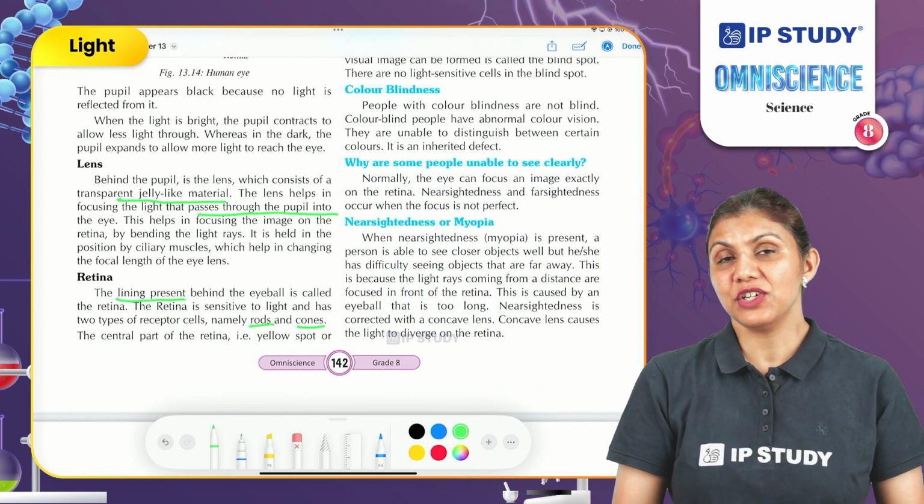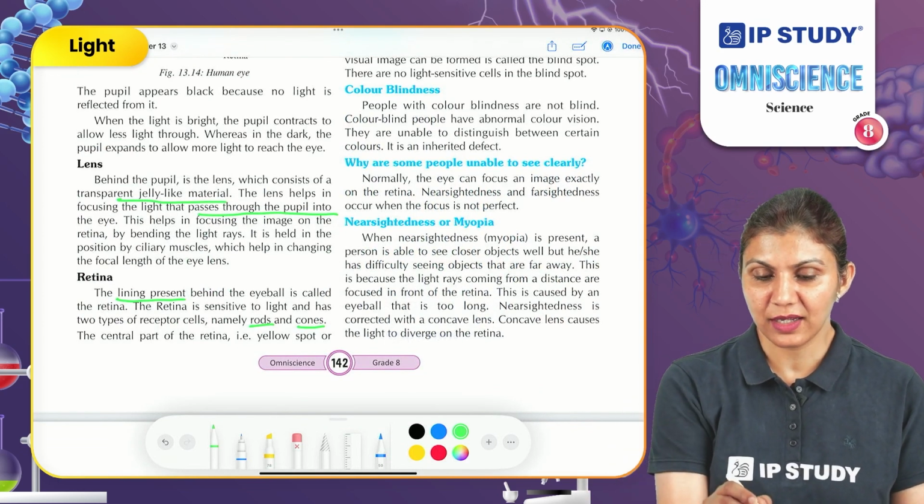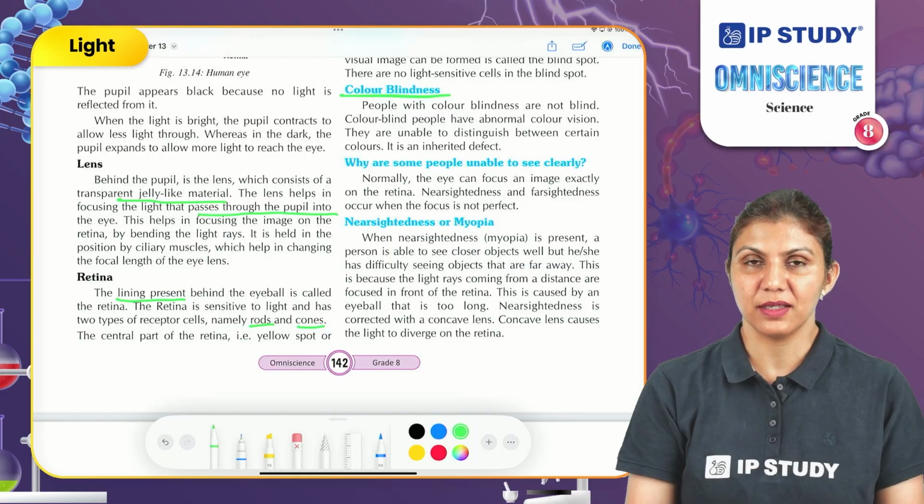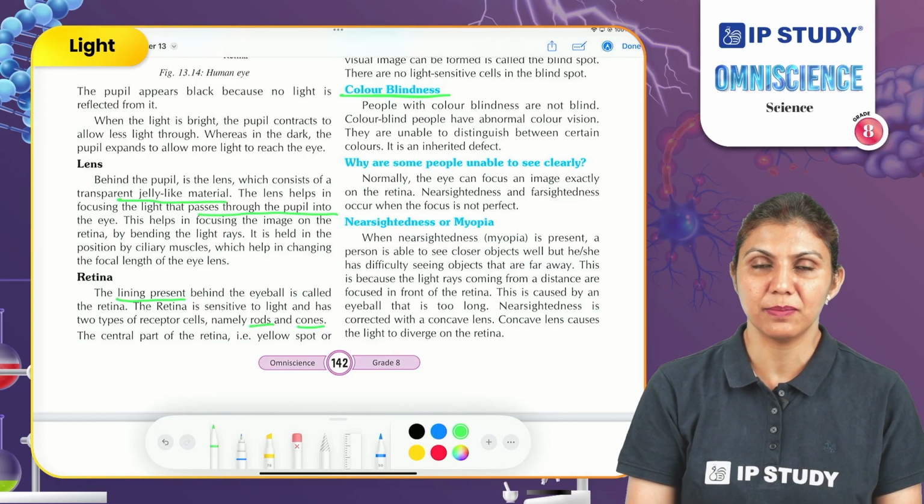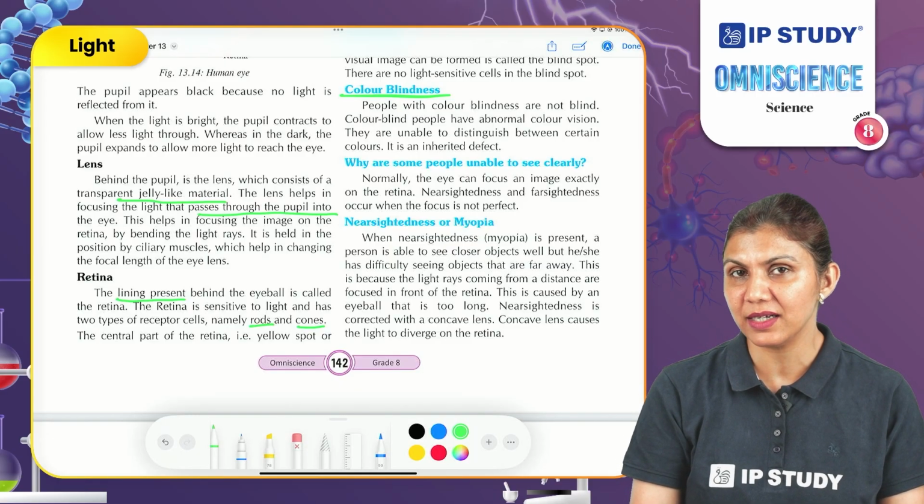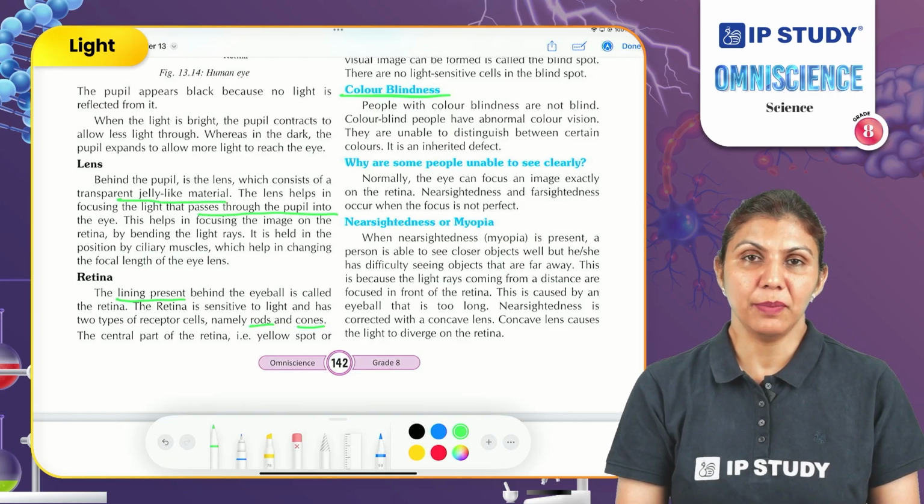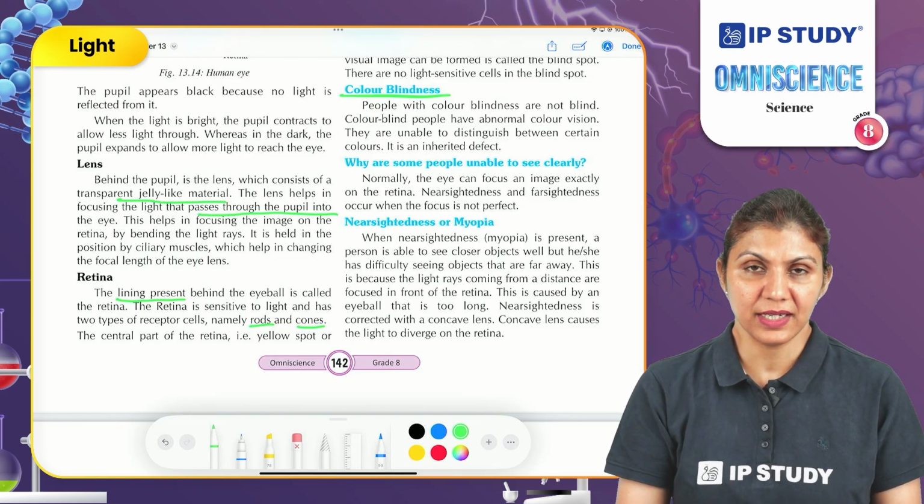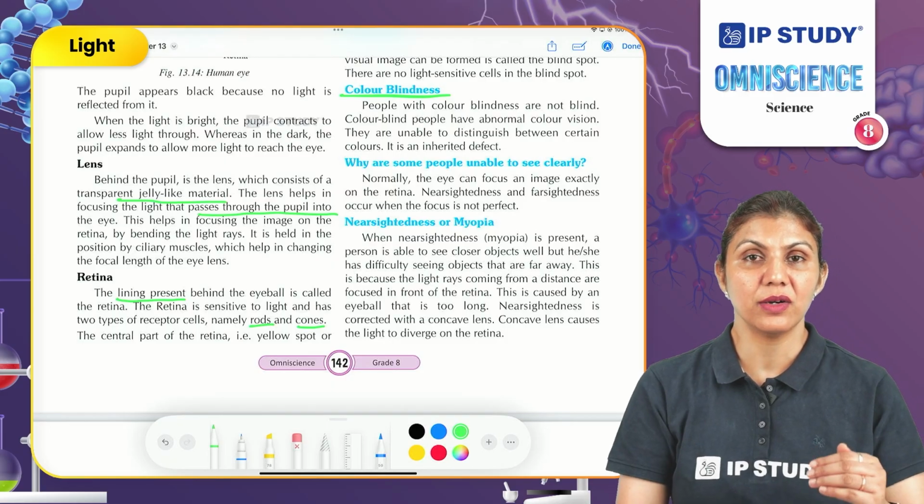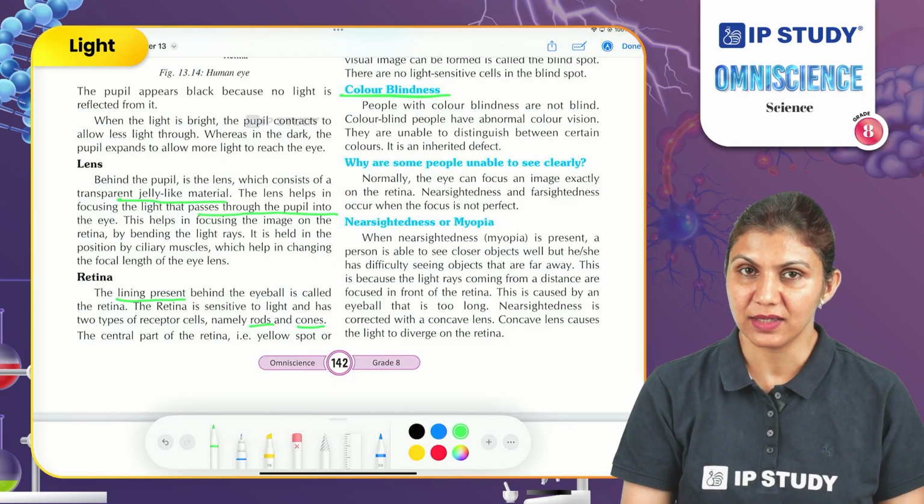There is a condition with the eye called color blindness. What is color blindness? If we say blindness, we assume that the person is not able to see, but color blindness is not the same thing. Color blindness means some people cannot differentiate certain colors. They cannot see some specific colors.